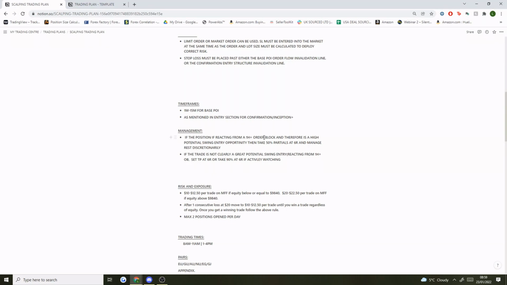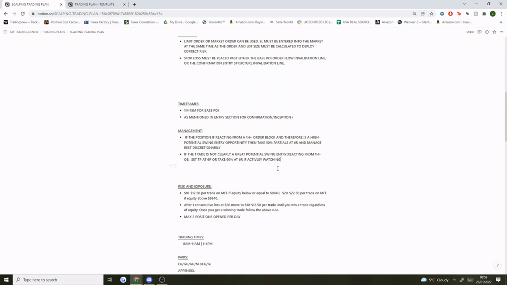If it's reacting from a 1 hour order block, so it's basically a pro-trend trade on the high time frame, then I'm looking to take partials at 50% at 6R and manage the rest discretionarily. Otherwise, I'm just looking to take either the full position or 90% at 6R.